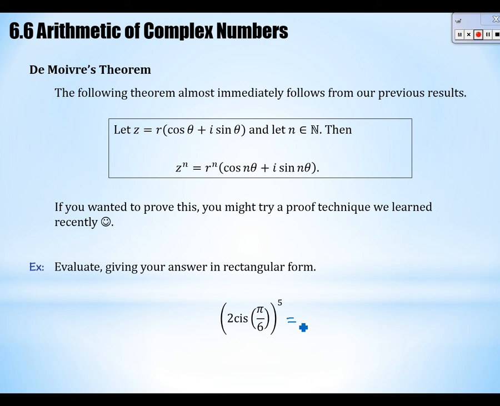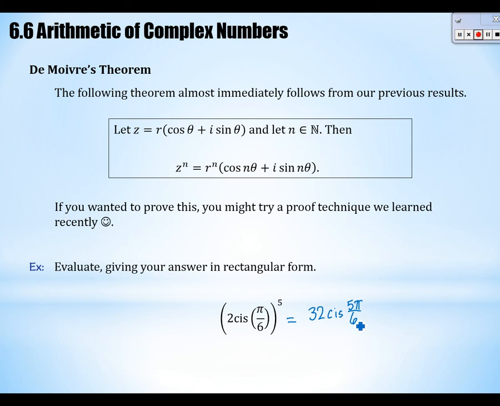This is really trivial because of this little theorem. Of course, this will be 2 to the 5th. That's 32 times cis 5 pi over 6, right? It's just 5 copies of pi over 6. Beautiful. That was actually the easy part.